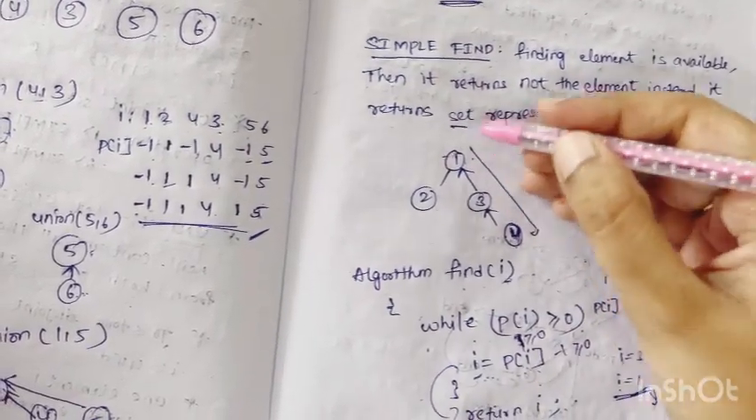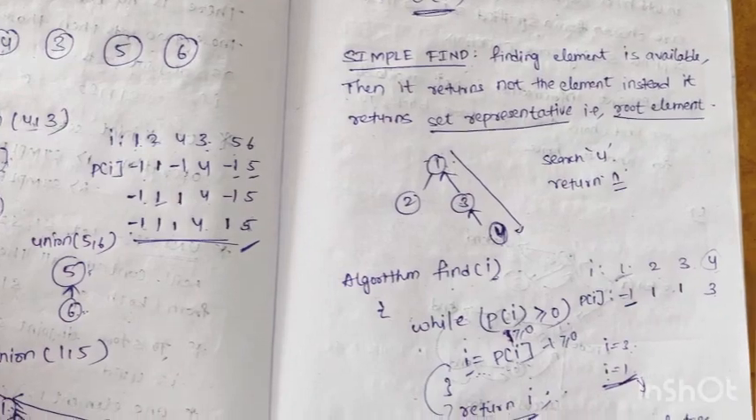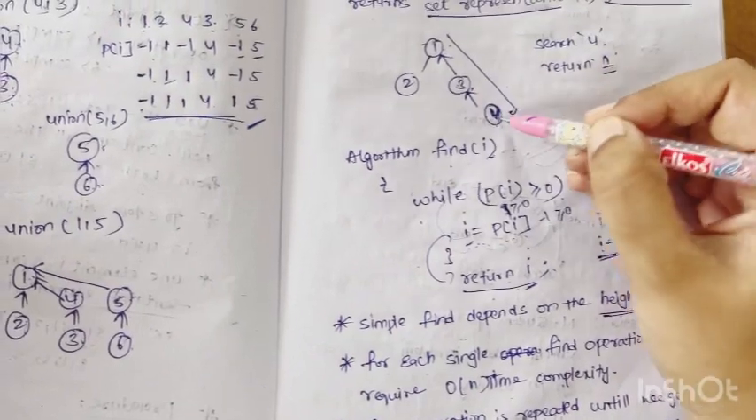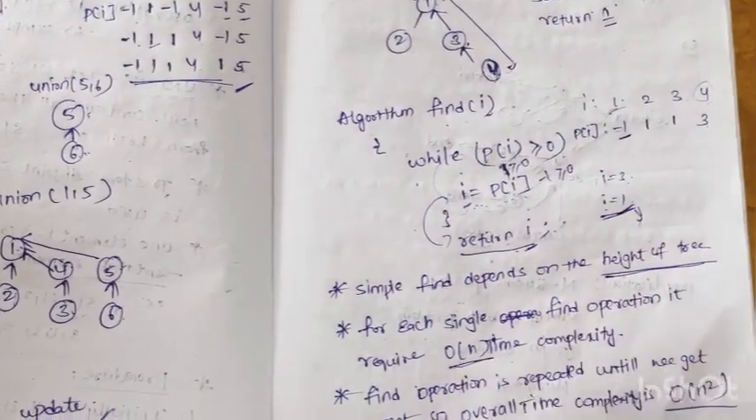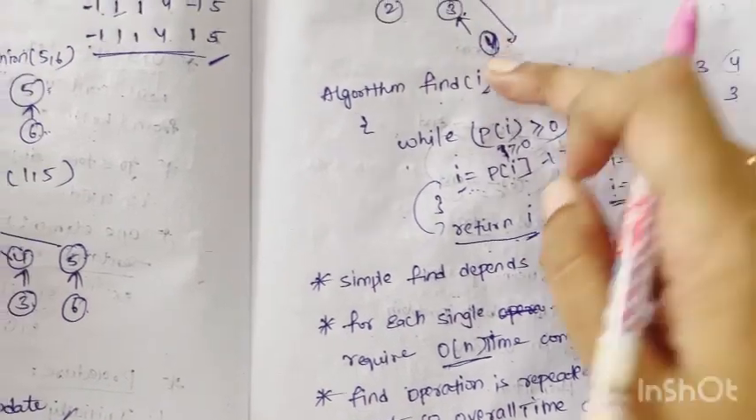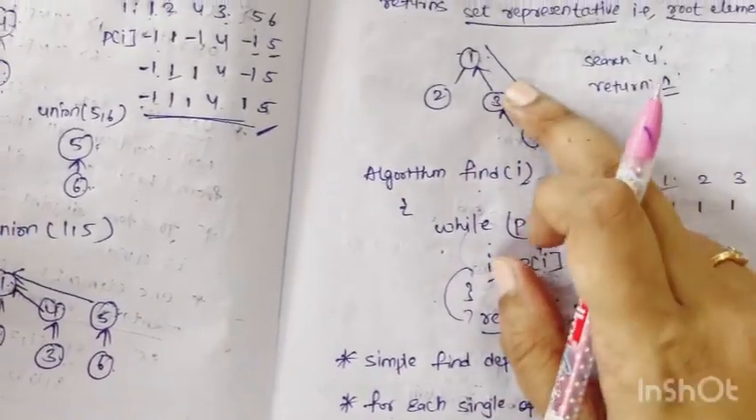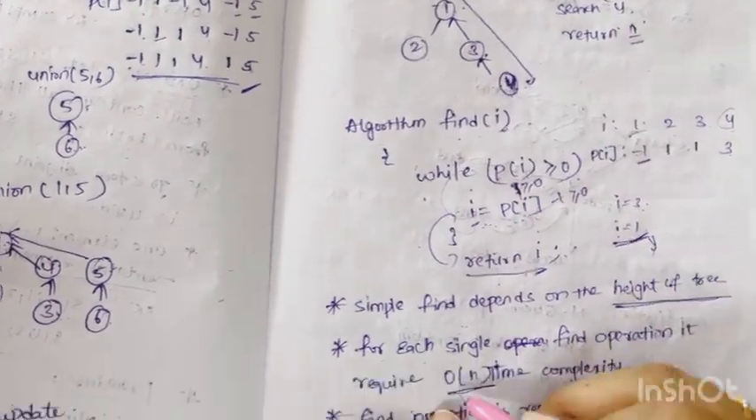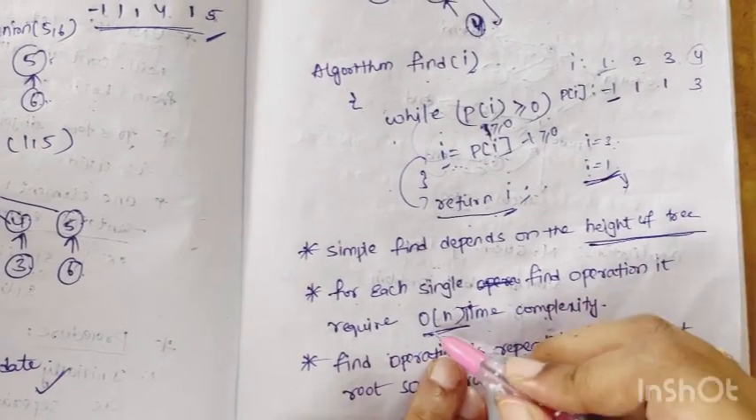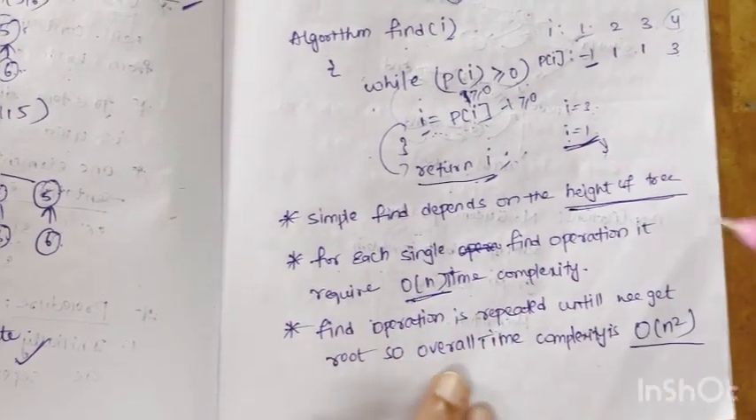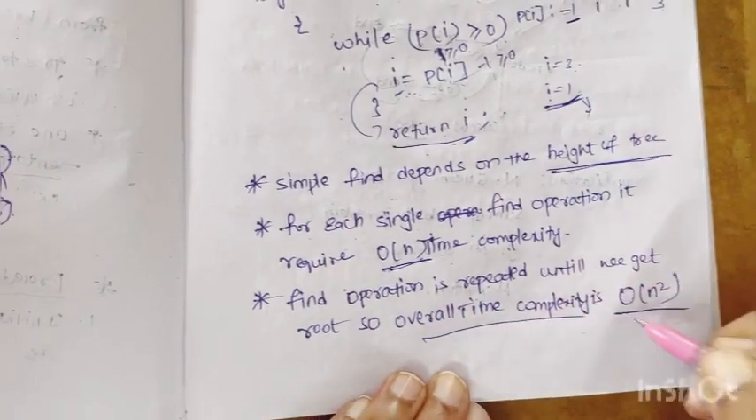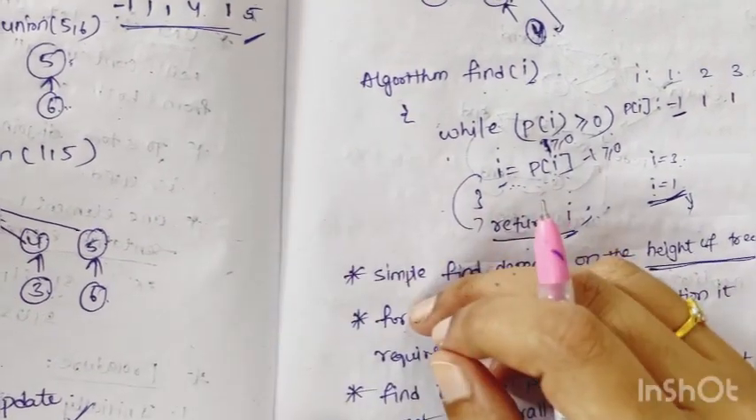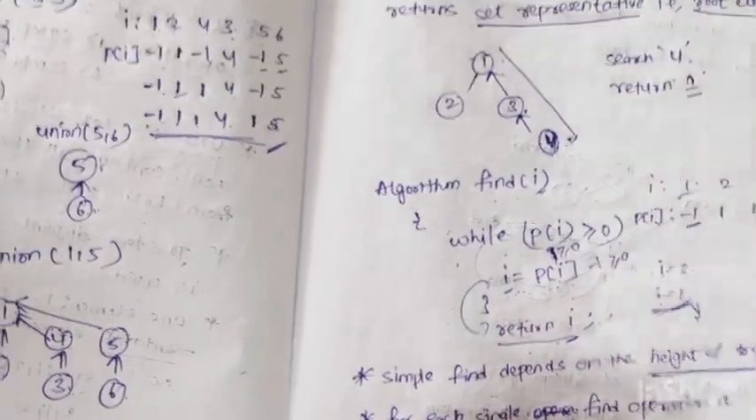It keeps backtracking until the root element is returned. So simply it will depend on the height of the tree. For each and every find operation it uses big O of n time complexity. So to find out 4, it will use big O of n, up to the main root element. If we have n elements, then the overall time complexity will become big O of n square. So this is how to do the simple union and simple find operations on a disjoint set.